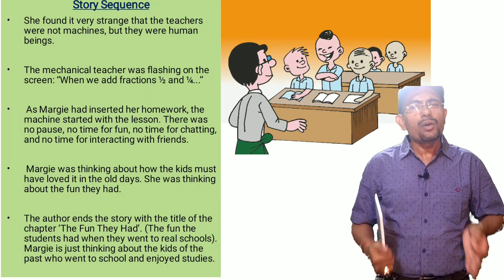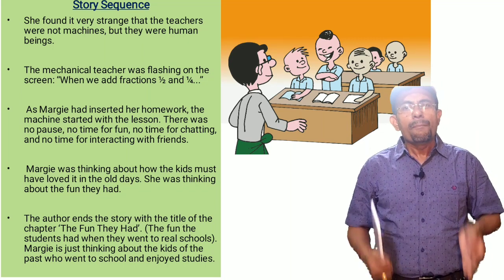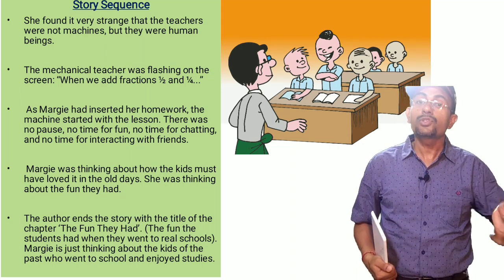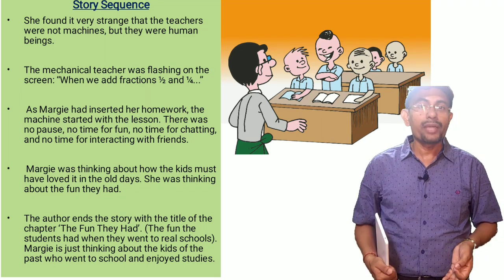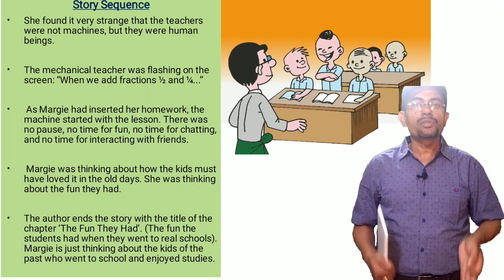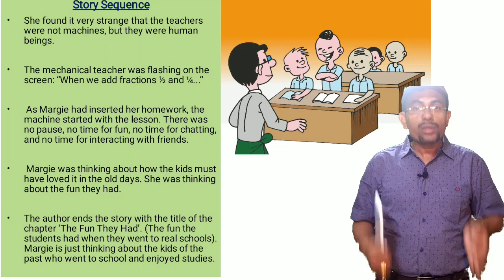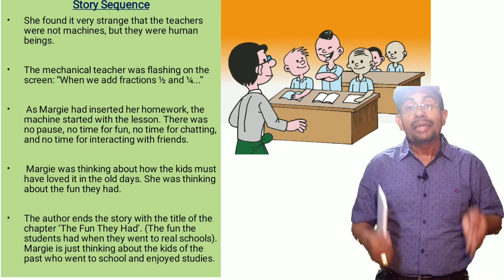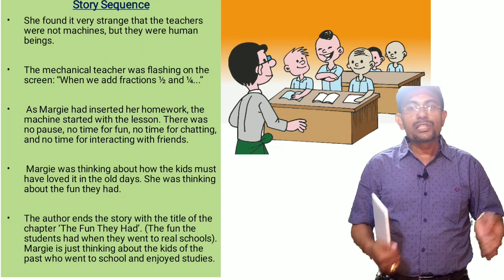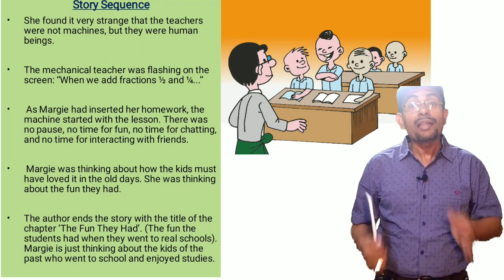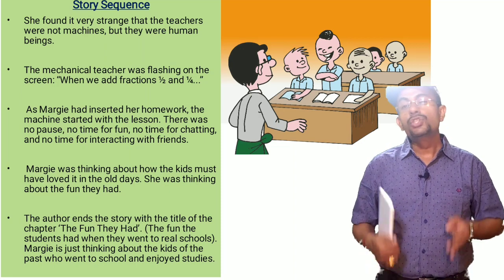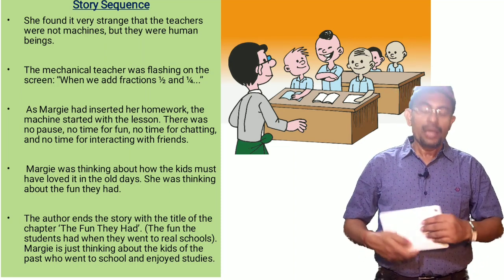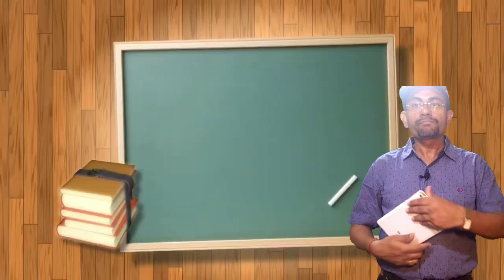Margie was thinking about how the kids must have loved it in the old days, in the ancient days, when they used to go to school and study all together. She was thinking about the fun they had. The author ends the story with the title of the chapter, The Fun They Had. The fun the students had when they went to real school. Margie is just thinking about the kids of the past who went to school and enjoyed studies.